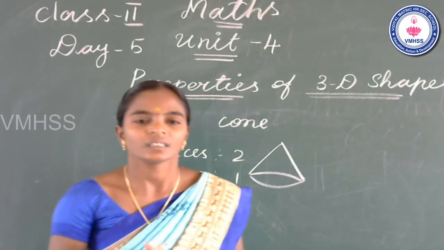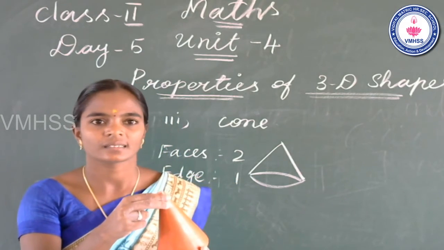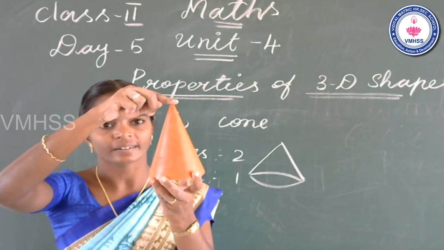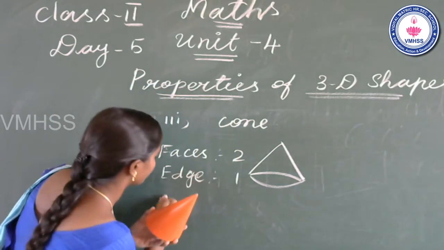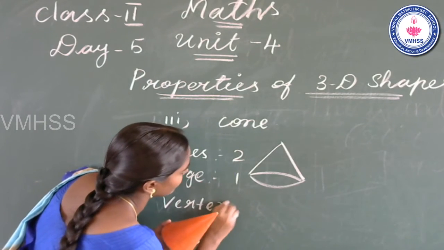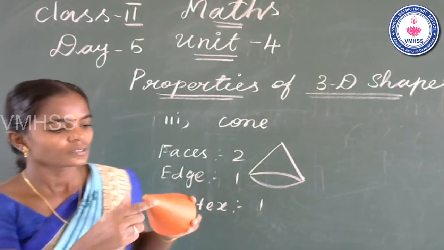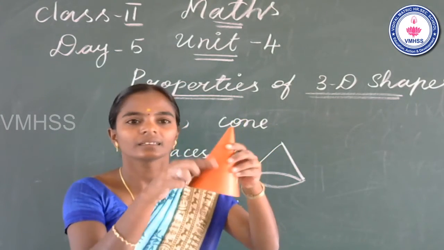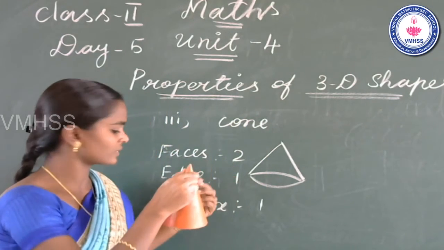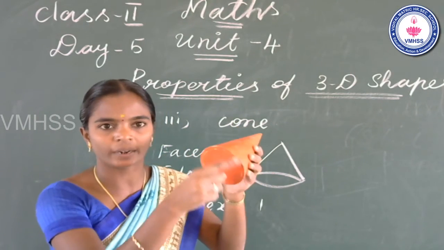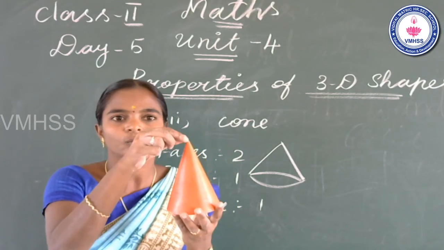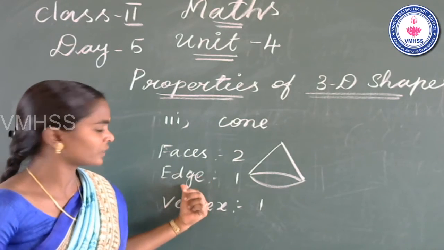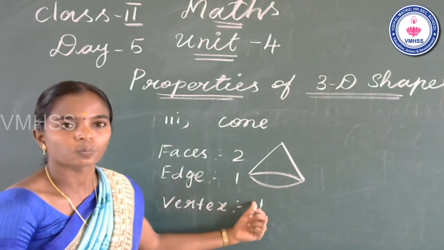Next we will count the vertex. Vertex is corner. So only 1 corner. Vertex 1. So there are 2 faces: 1 flat face, another 1 curved face. Next, edge is a sharp line, so 1 edge only. Next vertex 1. So faces 2, edge 1 and vertex 1.